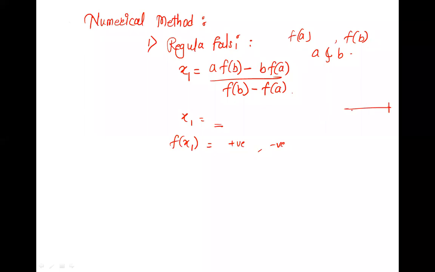Then we draw this AB. If it is positive, negative, and if f of x1 is positive again, the root doesn't lie in between this, root will lie between these two. So A's role will be played by x1 in this formula, and this will continue. And if it is negative, the root will not lie between negative, negative, and root will be in this. So B will be replaced by x1 in this formula. Do you remember regula falsi?